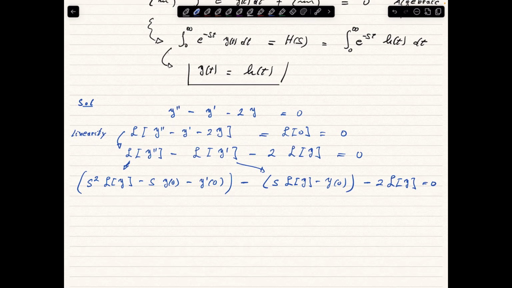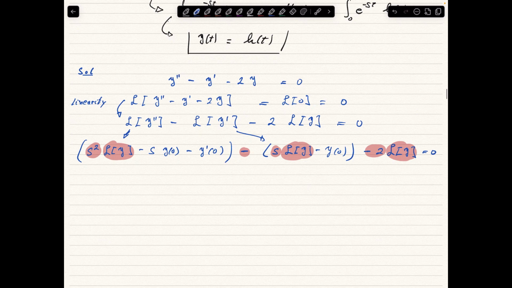So now we pull out the common factor, the Laplace transform of y, with whatever it is multiplied by, and then all the rest. This is going to be equal to s squared minus s minus 2, all multiplied by the Laplace transform of y. And then we are going to have minus s times the function at 0, minus the derivative at 0. And then we have here minus, minus, so it's plus the function at 0. All that has to be equal to 0.